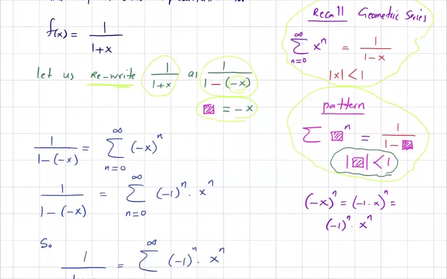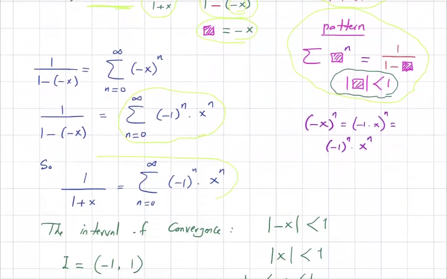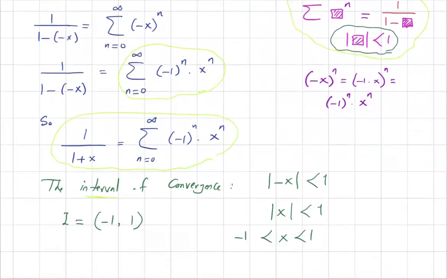Fit that into the definition and pattern of geometric series, and you end up with the series of negative 1 to power n, x to the n. So basically, 1 over 1 plus x is nothing but the summation of negative 1 to power n times x to power n, starting from 0 to infinity. And for the interval of convergence, the quantity that you had was negative x. But the absolute value of negative x is the same as the absolute value of x. x is bounded between negative 1 and 1. The interval of convergence is the open interval negative 1 to 1.